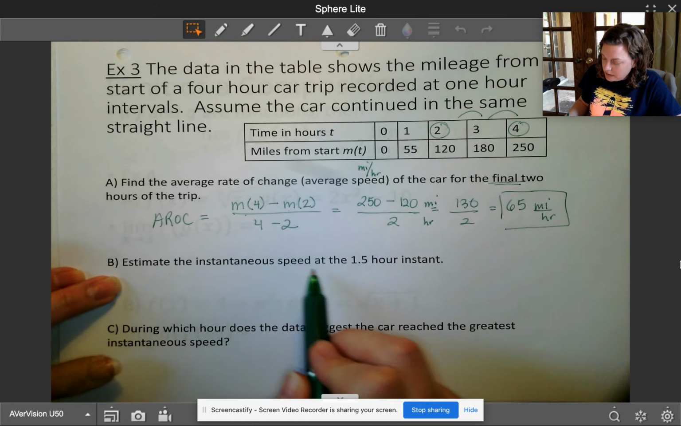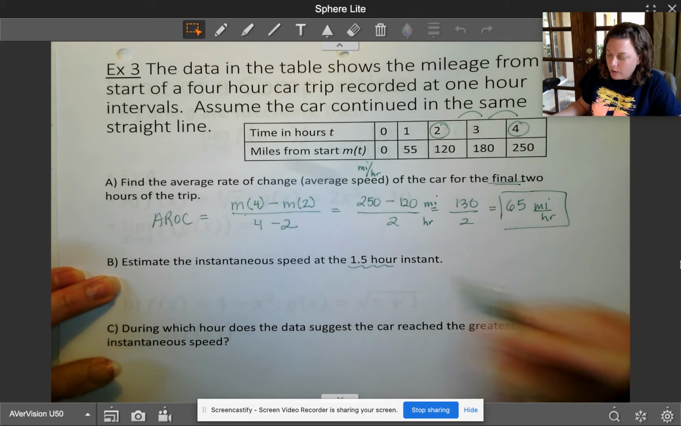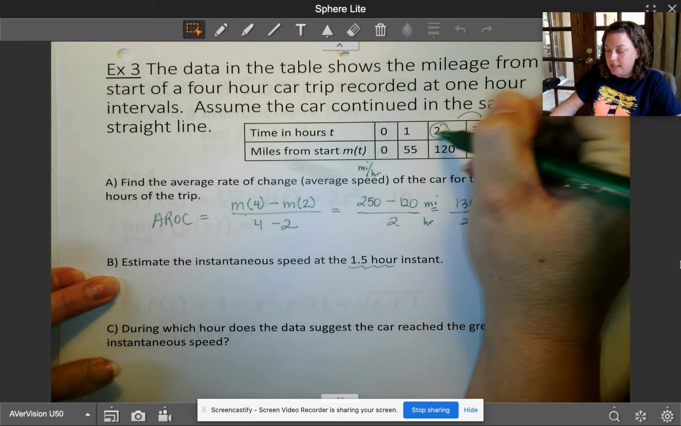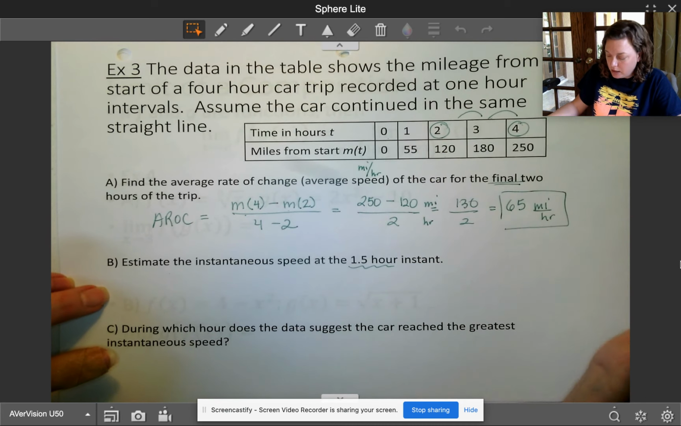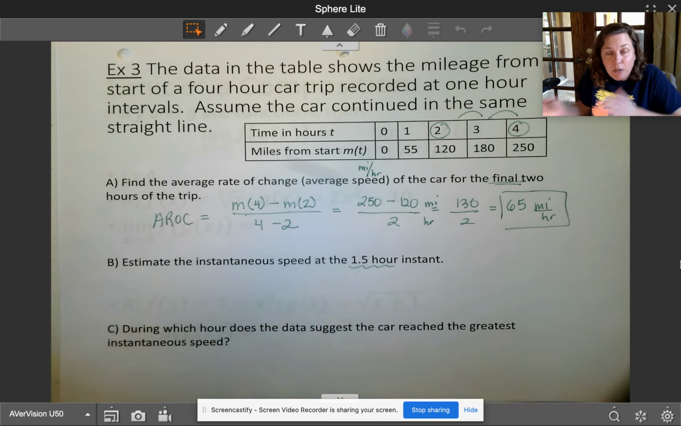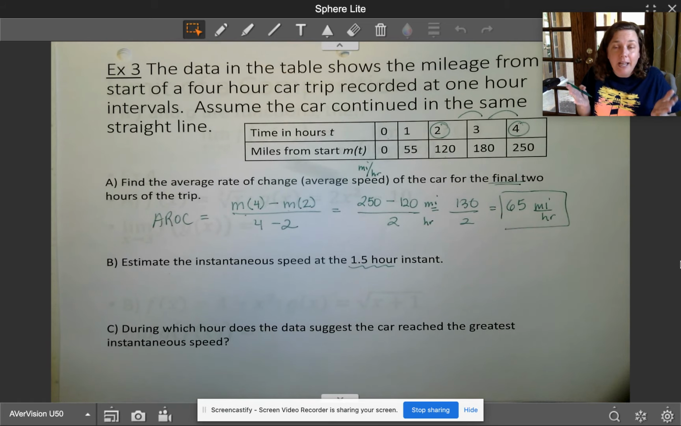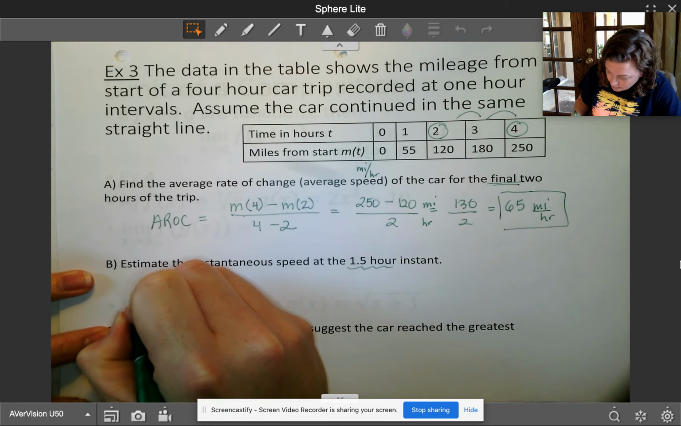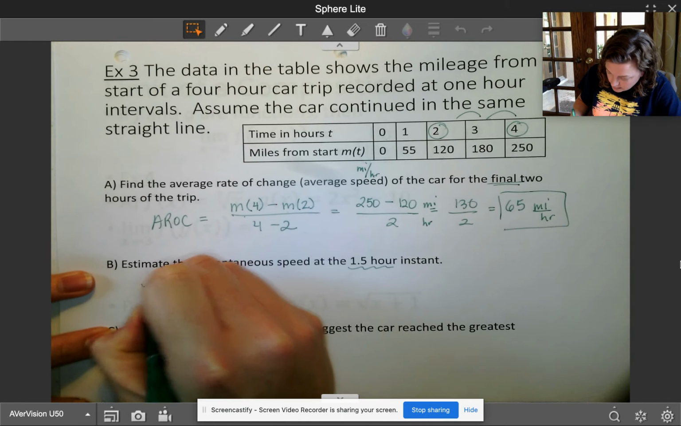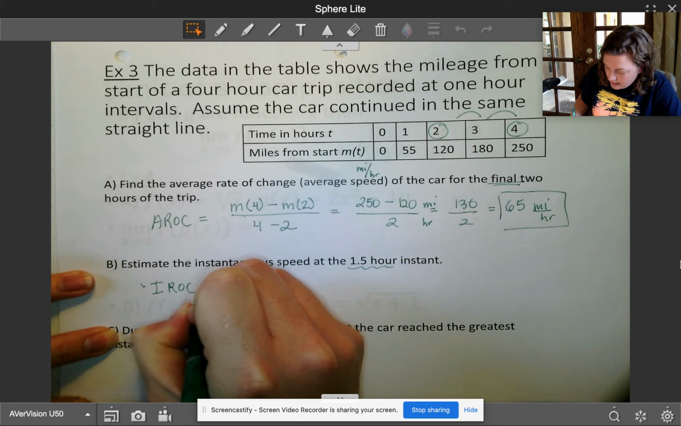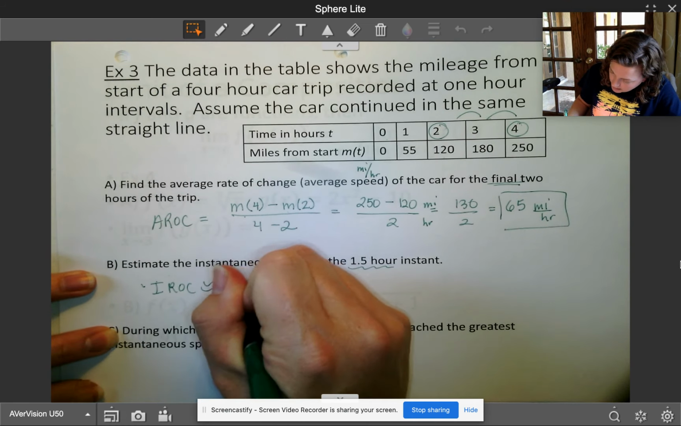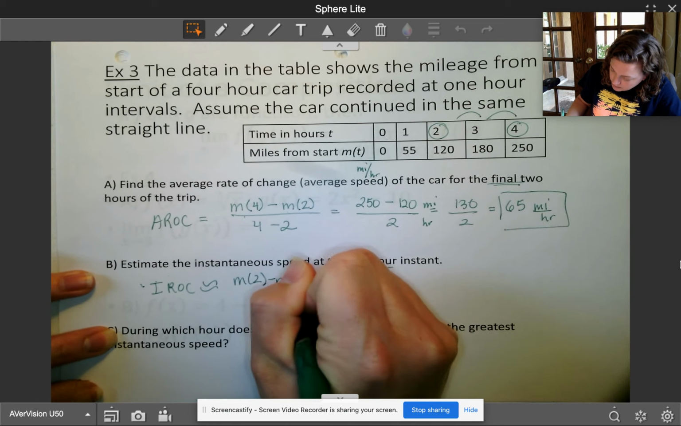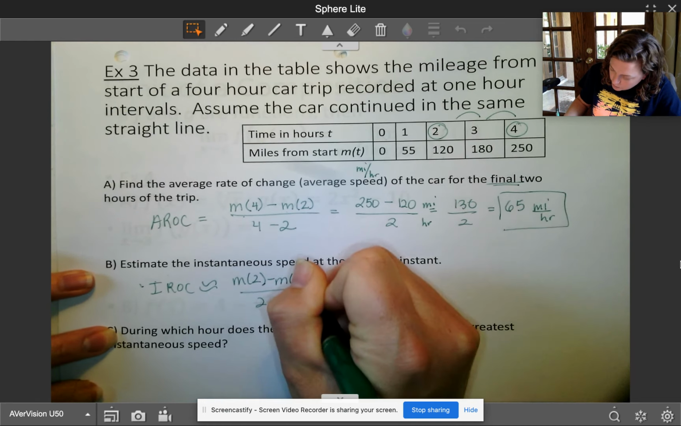Estimate the instantaneous speed at the 1.5 hour instant. Well, 1.5 is between the first and second number here. And so that is the closest we can get to 1.5. I don't have data at 1.5, but I can go around it. So the approximate instantaneous rate of change is approximately, you'll notice I'm using approximately, M of 2 minus M of 1 over 2 minus 1.